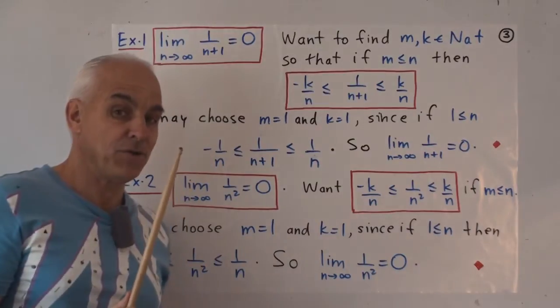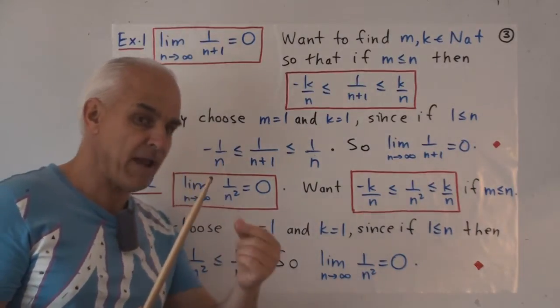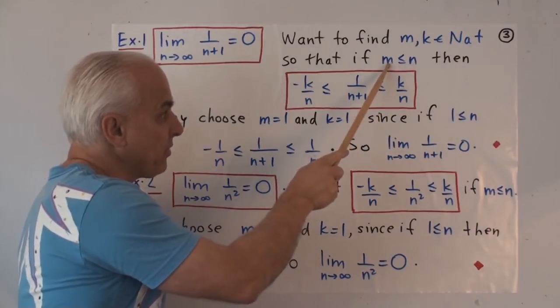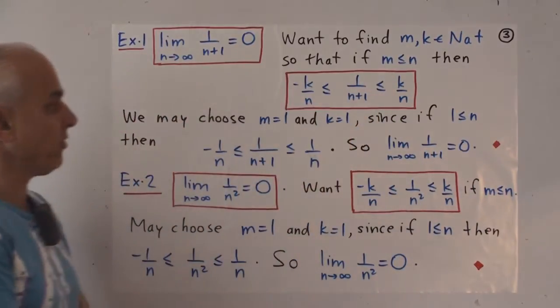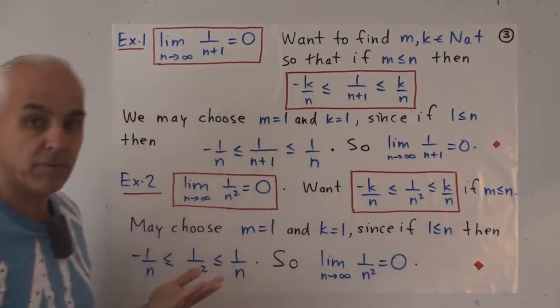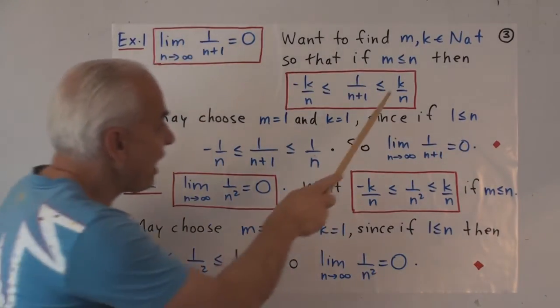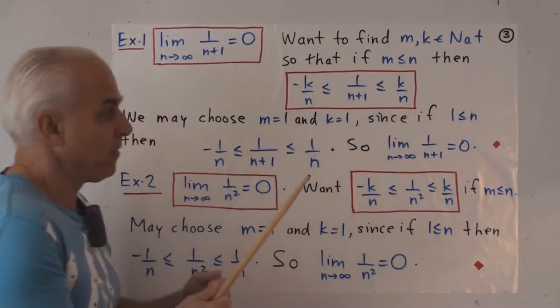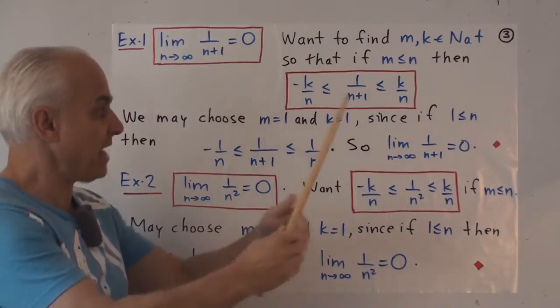And they're not necessarily unique. So we need to find some natural number m and some natural number k, so that when n is bigger than or equal to m, then this inequality is true. So we look at this inequality and ask, well, when is this true? What value of k do we have to put in here so that this is true for some values of n past a certain point?